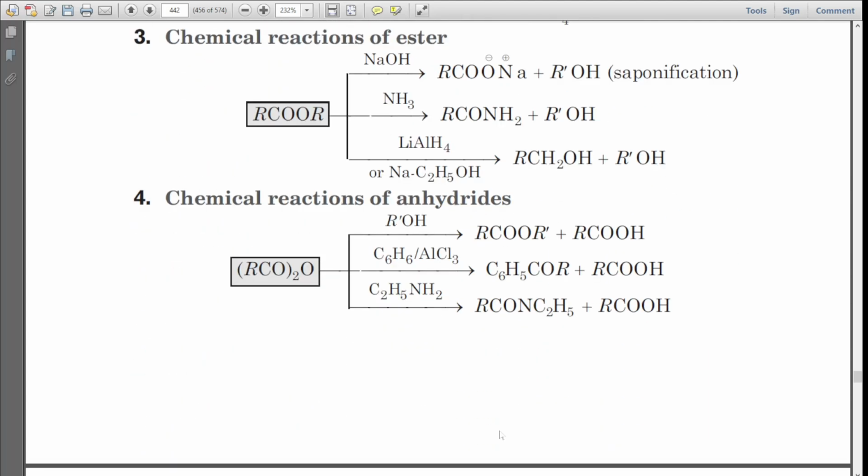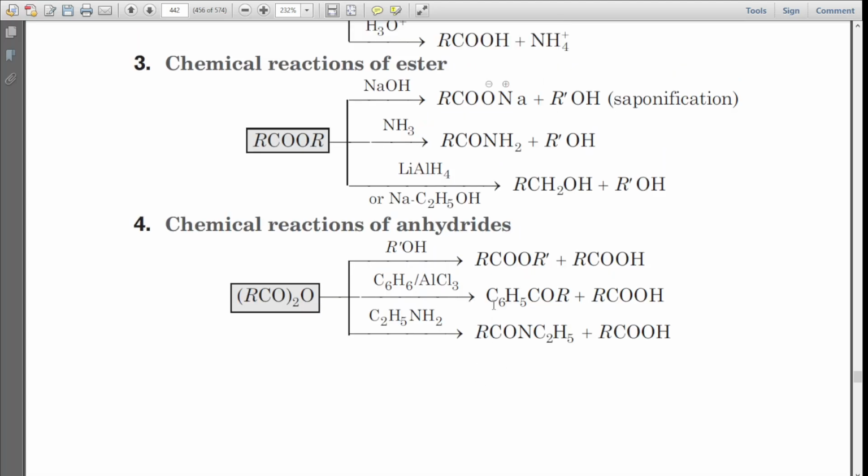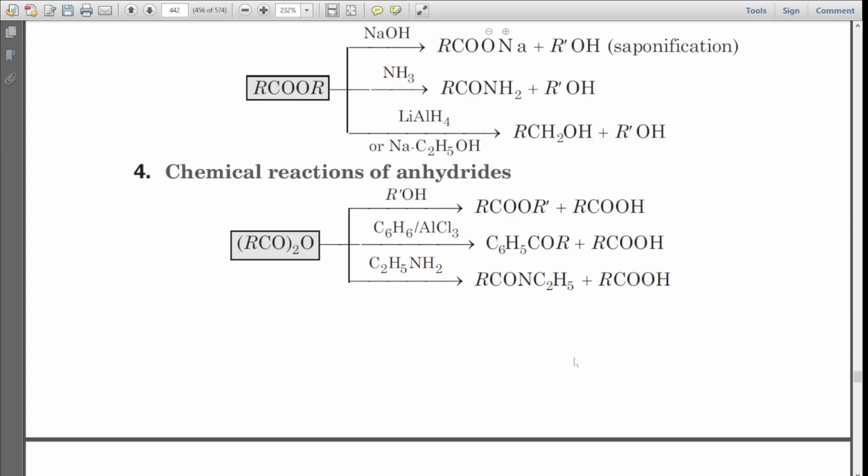These are the final few reactions, starting with esters. In the presence of NaOH, salts are formed, the saponification reaction. In the presence of ammonia, amides are formed. In the presence of a reducing agent like lithium aluminum hydride, primary alcohols are formed. Anhydrides: reaction with alcohols forms esters. Reaction with a benzene ring in the presence of a Lewis acid forms aromatic ketones, and the reaction with primary amines yields this particular compound.